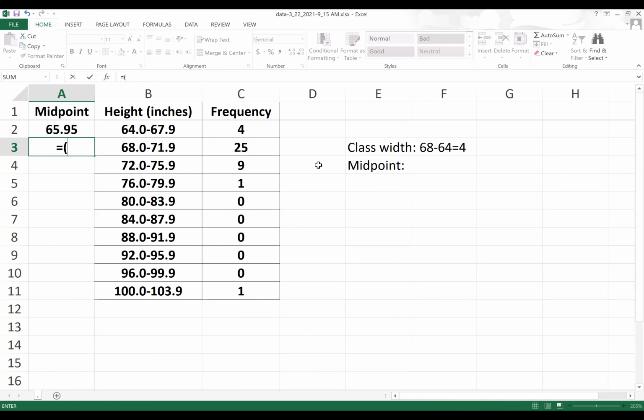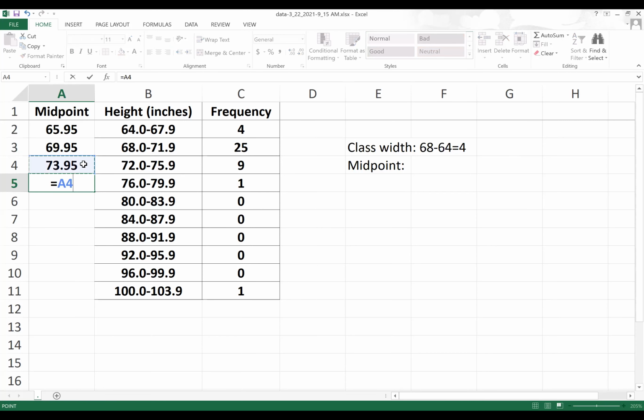So you add in the 68.0 plus 71.9 divided by 2. Second class midpoint. And then if you notice the difference between the consecutive midpoints, basically the class width is a pattern we can utilize to generate the next one. So for the next one, using the previous one, adding 4. Using this, adding 4, you get the next one because class width is 4.